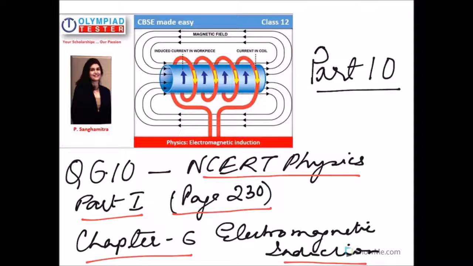Welcome to part 10 of electromagnetic induction. In this video, I shall explain the solution of question 6.10 given on page 230 of NCERT Physics part 1. This is from chapter 6, electromagnetic induction.